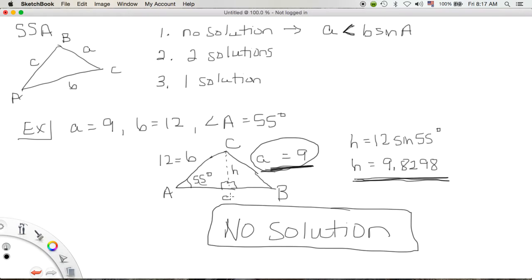Now, the other thing: if you were to set this one up, just assuming it was going to work, you would set up this 9 over the sine of 55 equals 12 over the sine of b, and you would get the sine of b equals 12 times the sine of 55 degrees all over 9, and that means the sine of b is 1.0922.